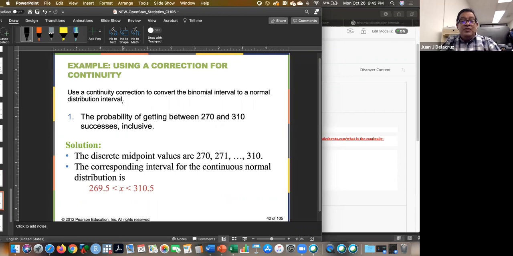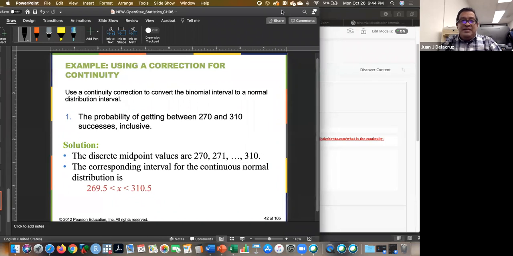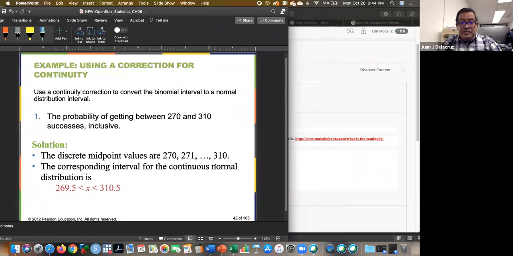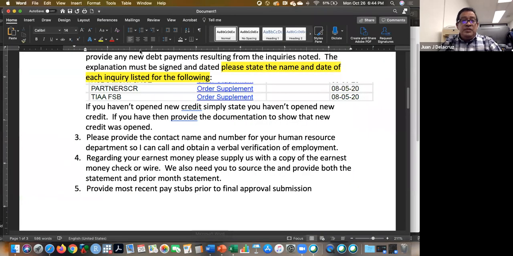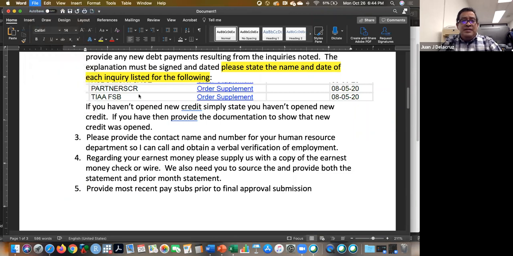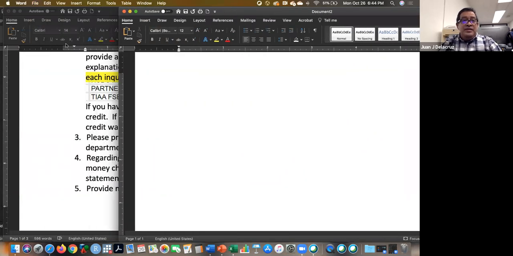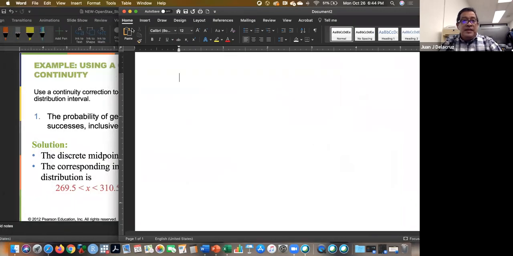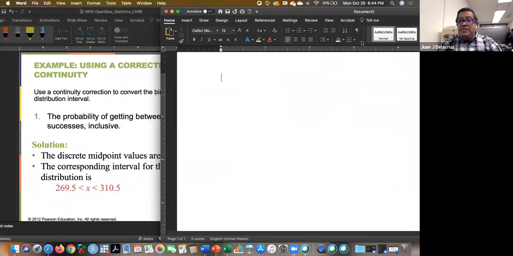Use the continuity correction to convert the binomial interval to a normal distribution interval. The probability of getting between 270 and 310, so all of them are inclusive. What does that mean? Let me open this. We are going to have the following new document. Let me make this smaller and get it off your way.